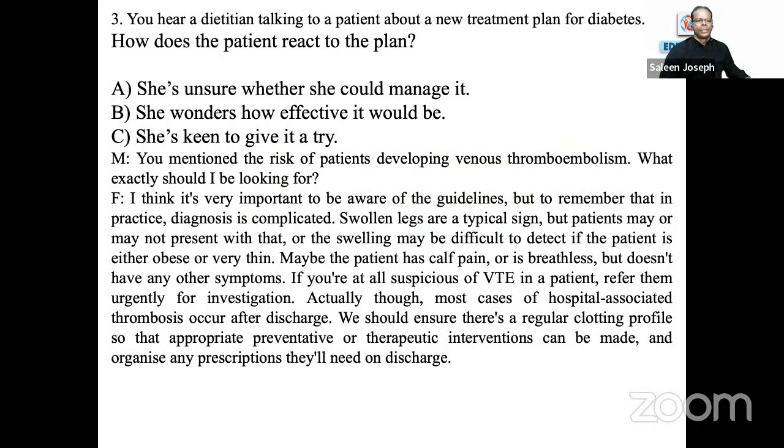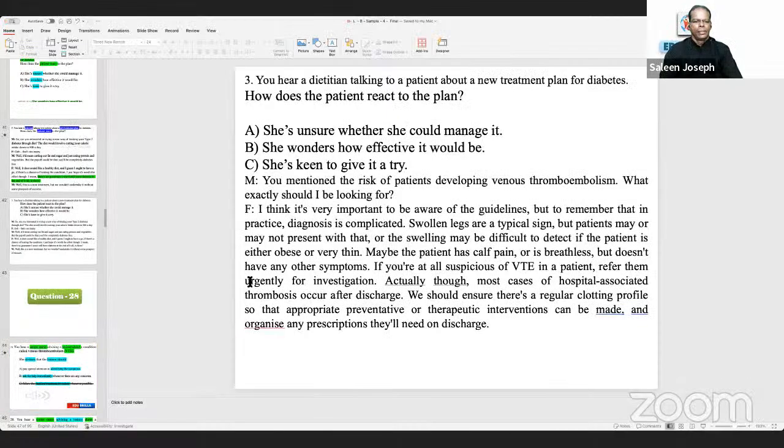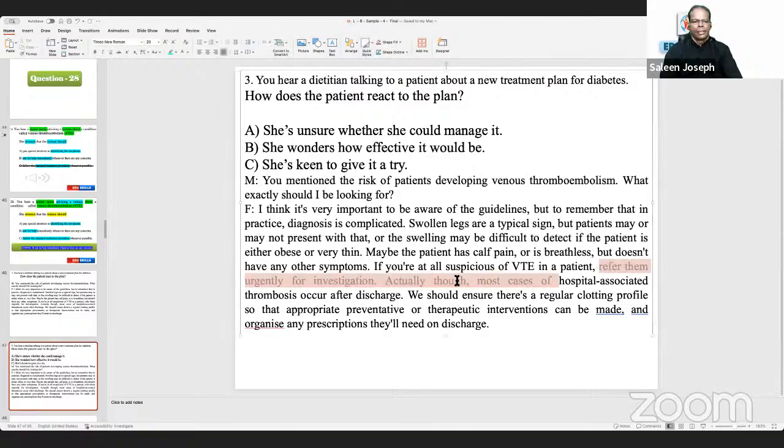Now check here. You can just go through this one. It's given here. Urgently. Here you see: refer them urgently for investigation. Maybe the patient has calf pain or is breathless but doesn't have any other symptoms. If you are at all suspicious of VTE in a patient, what are you supposed to do? Refer them urgently for investigation.